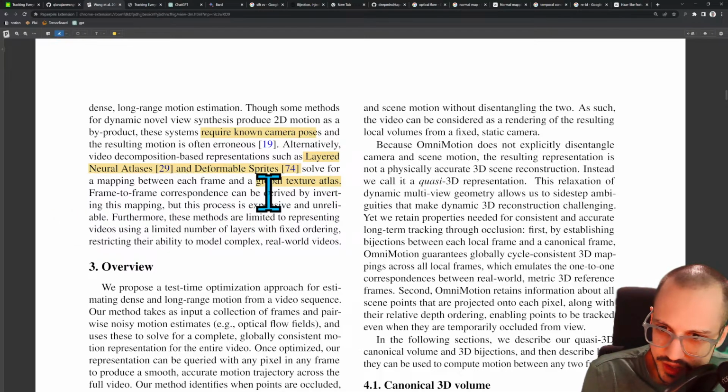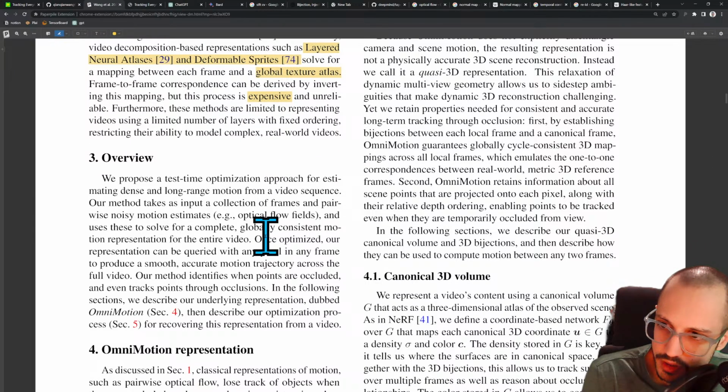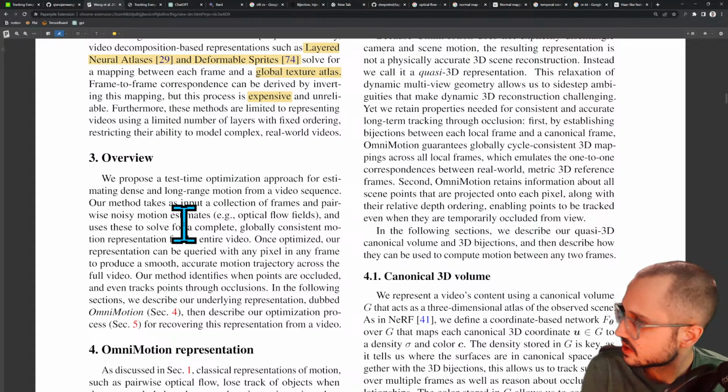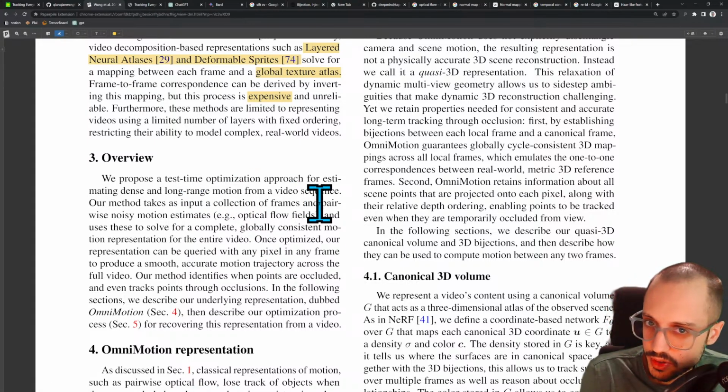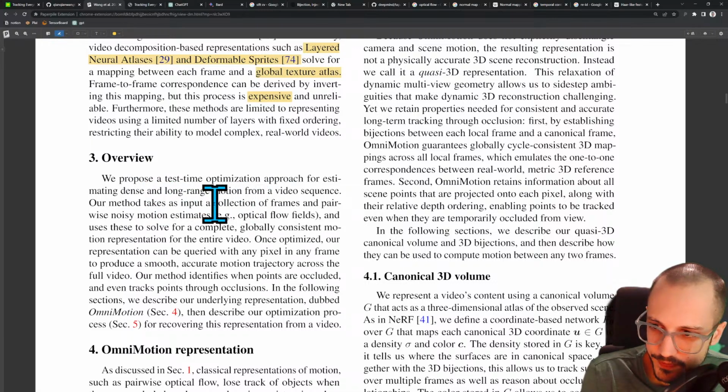Frame-to-frame correspondences can be derived by inverting this mapping, but the process is expensive and unreliable. Furthermore, these methods are limited to representing videos using a limited number of layers with fixed ordering, restricting their ability to model complex real-world videos. We propose a test time optimization approach for estimating our dense and long-range motion. Our method takes as input a collection of frames and pairwise motion estimates.